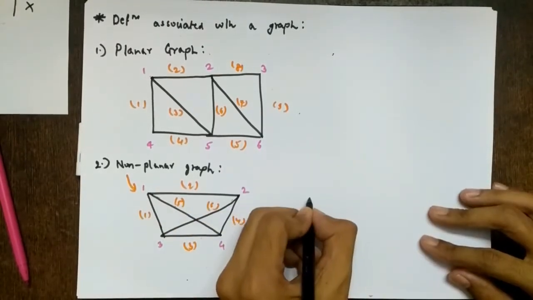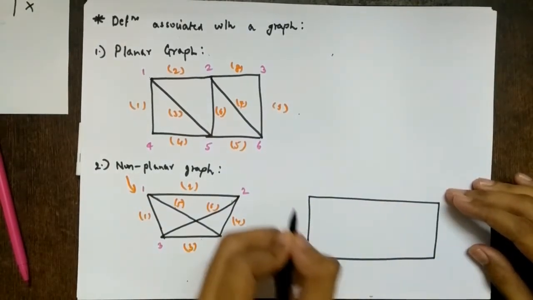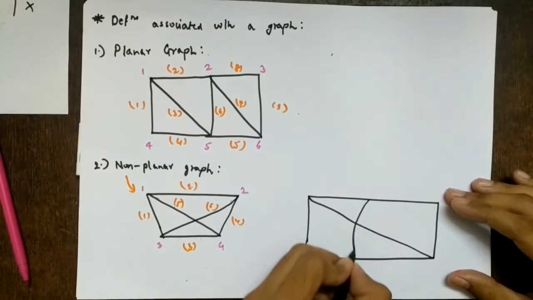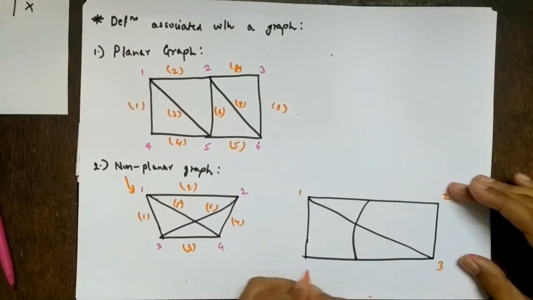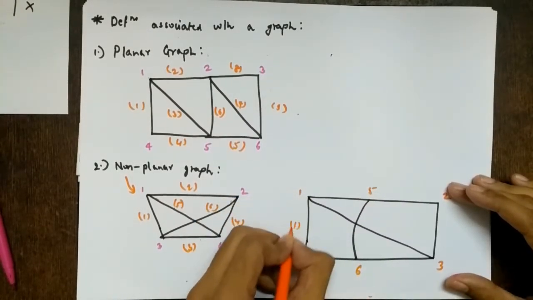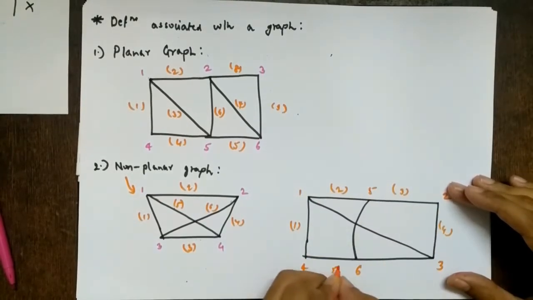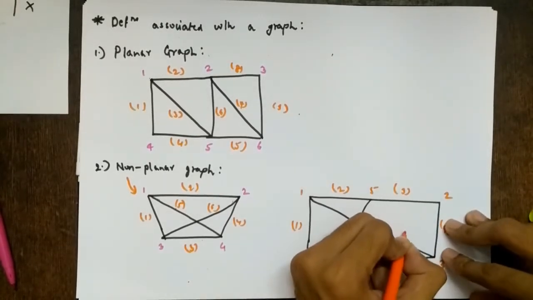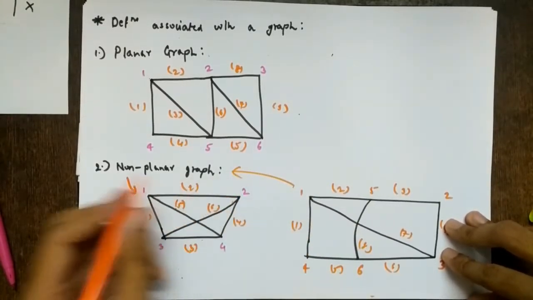So next, let's say I have a rectangle and I have a diagonal there, but I have a branch in between. So again, let's say these are my nodes 1, 2, 3, 4, 5, 6, right? So this is branch 1, 2, 3, 4, 5, 6, this is 7 and this is 8. So again 7 and 8 are crossing each other. So this is also a non-planar graph, right?